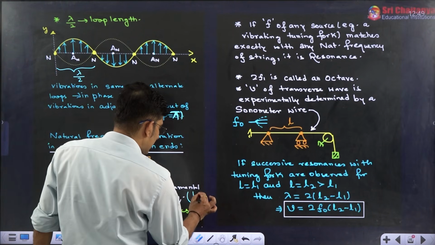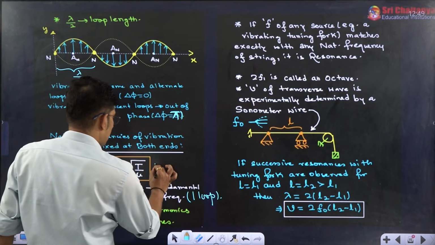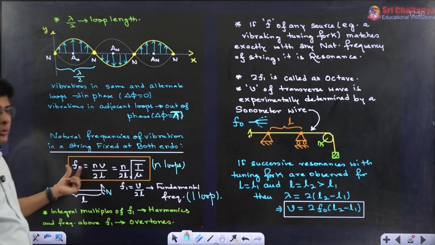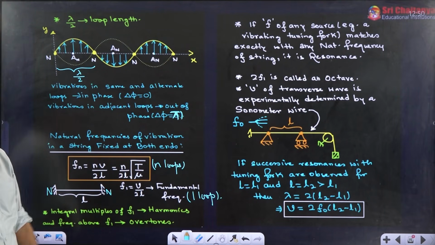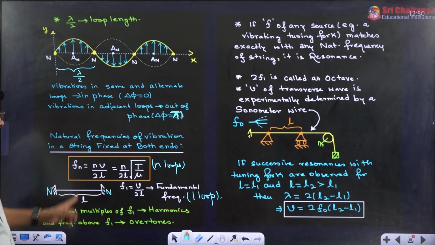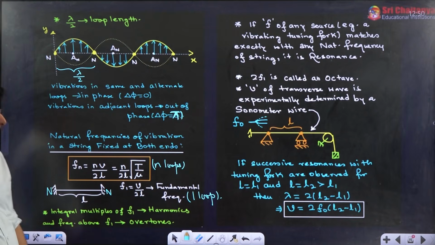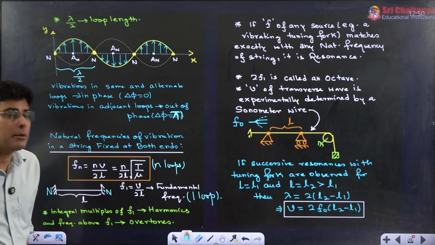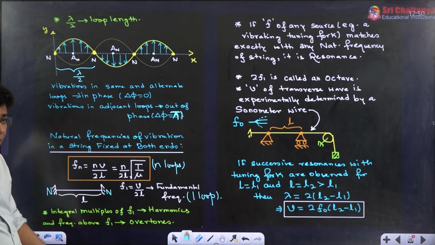Fundamental frequency means one loop vibration. In the nth mode there will be n loops, so nv by 2L, and v is what? Root T by mu, so n by 2L under root T by mu. This is the frequency, and you should remember two important terms. One is integral multiples of F1. The integral multiples of F1 are called harmonics. That means F1 is the first harmonic, 2F1 will be the second harmonic, 3F1 is the third harmonic, 5F1 is the fifth harmonic.